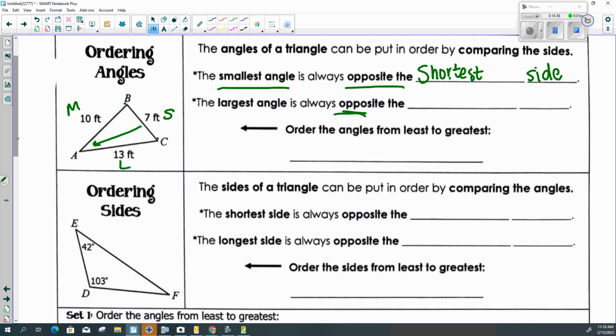Similarly, the largest angle is always opposite the longest side. So this is our longest side, the 13, which means across from that, angle B will be the biggest angle. I feel like that makes sense. Most people can say, oh, that makes sense. So we're going to order the angles from least to greatest. Across from the 7 is angle A. The medium one is across from angle C. And the large side is across from angle B.